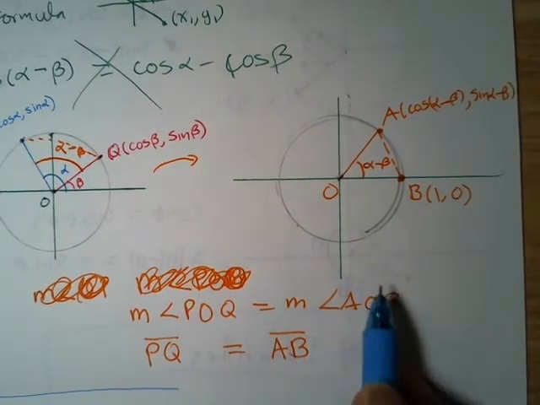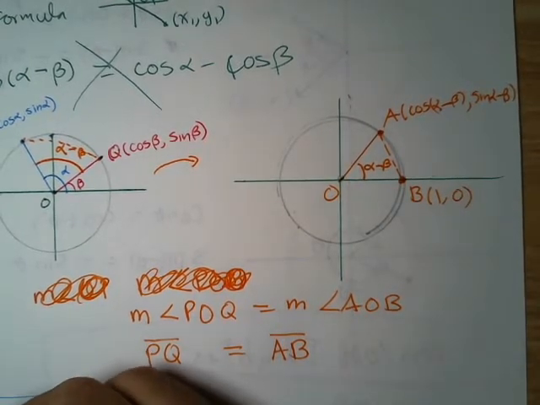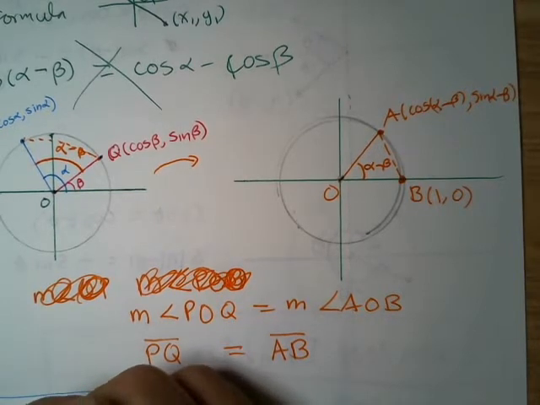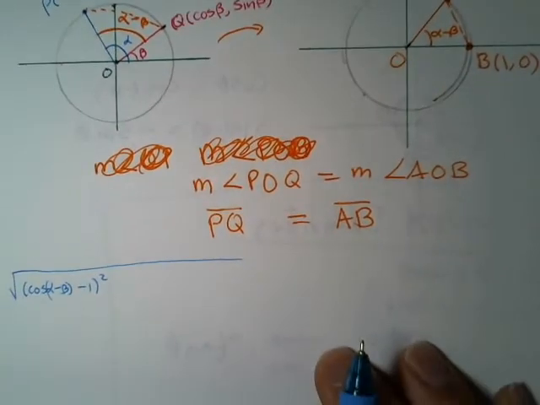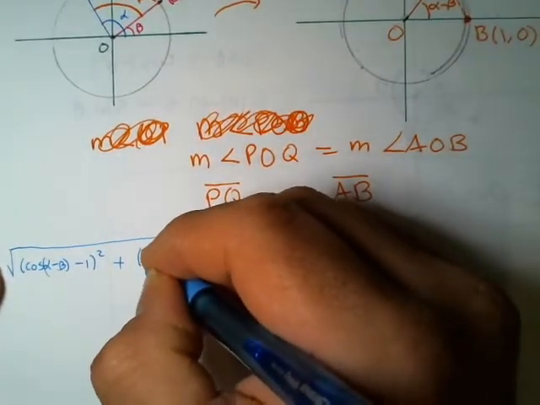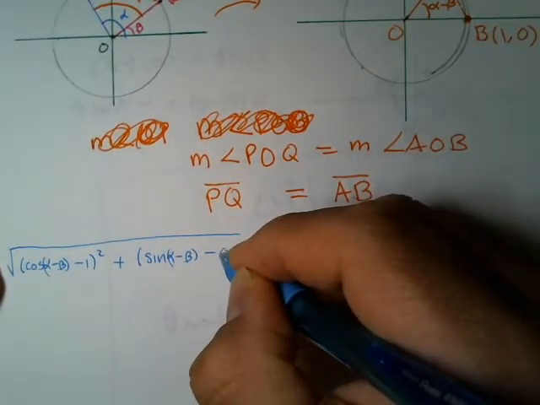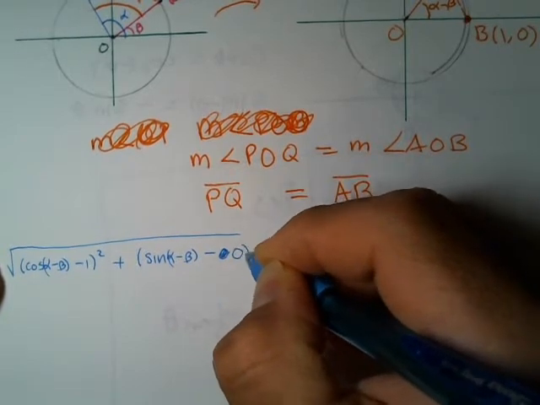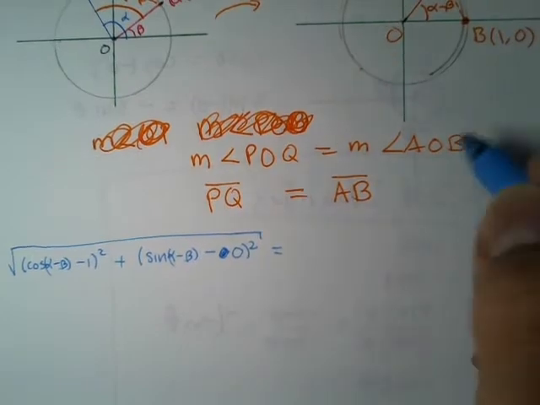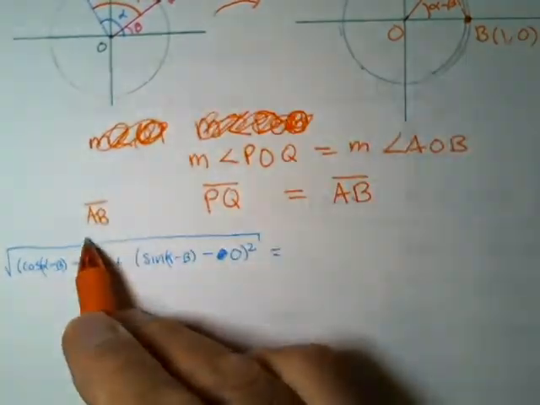square root, and the distance of AB, right, is the difference in the x coordinates. So cosine alpha minus beta minus 1 squared plus the difference in the y coordinates, sine of alpha minus beta minus 0, squared. All right, and this one is AB. I kind of switched it around, but you get the idea. This part is AB here.